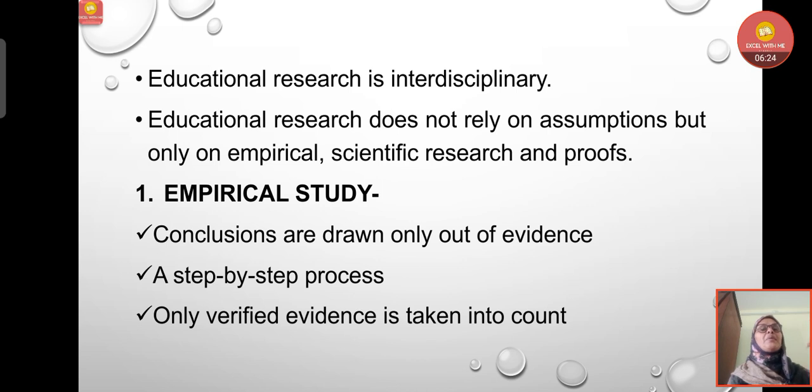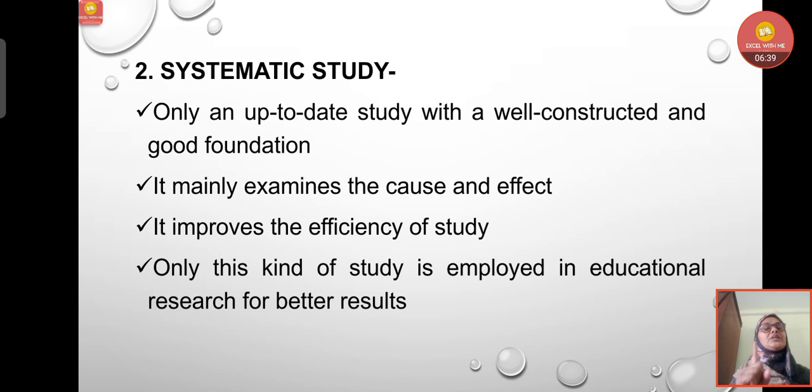All these are the step process here. Only verified evidence is taken into account. Obviously, in empirical study, whatever evidences are verified, that only is taken into account. This is the first nature of educational research. Second one is systematic study.